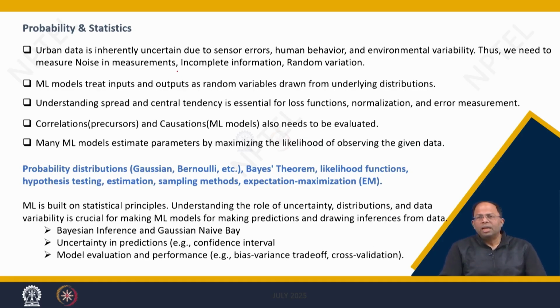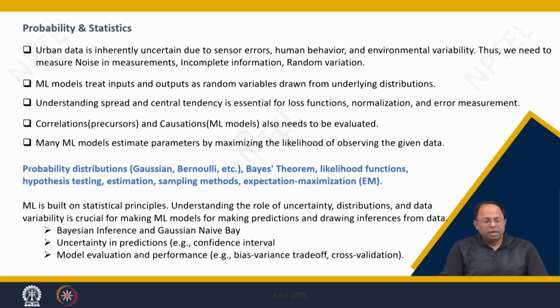But in the subsequent lectures, when we get into certain kinds of machine learning methods which require this kind of fundamentals, then we will discuss those as well. So ML is built on statistical principles. Understanding the role of uncertainty, distributions, data variability is common for almost all machine learning models, and it is used for drawing inferences from the data. And for that, sometimes we use Bayesian inference and Gaussian naive Bayes classifiers.